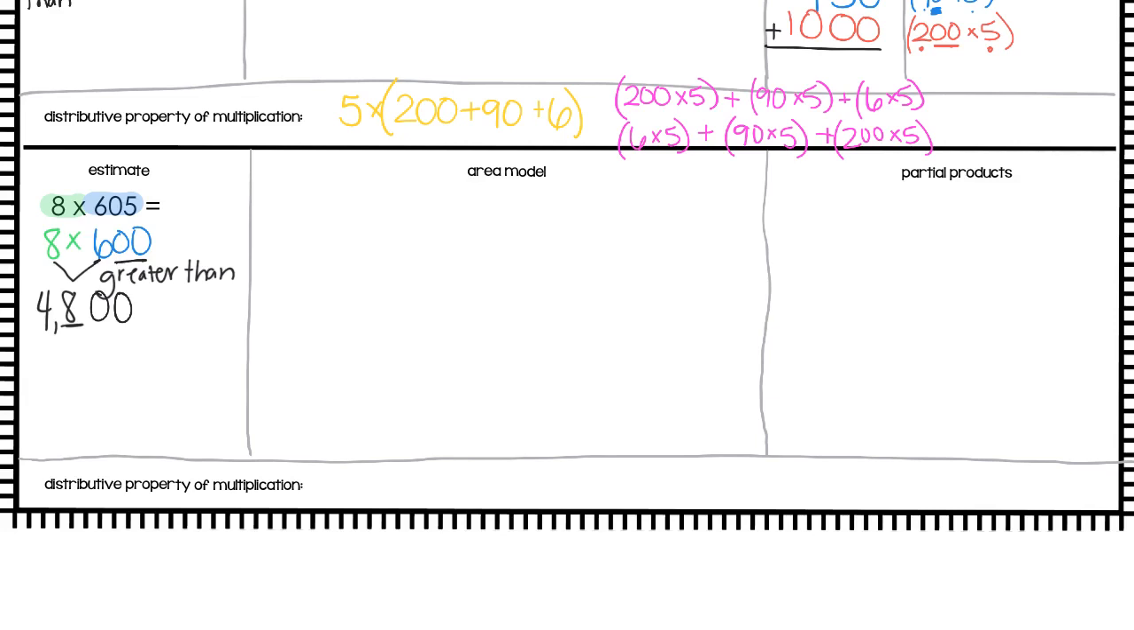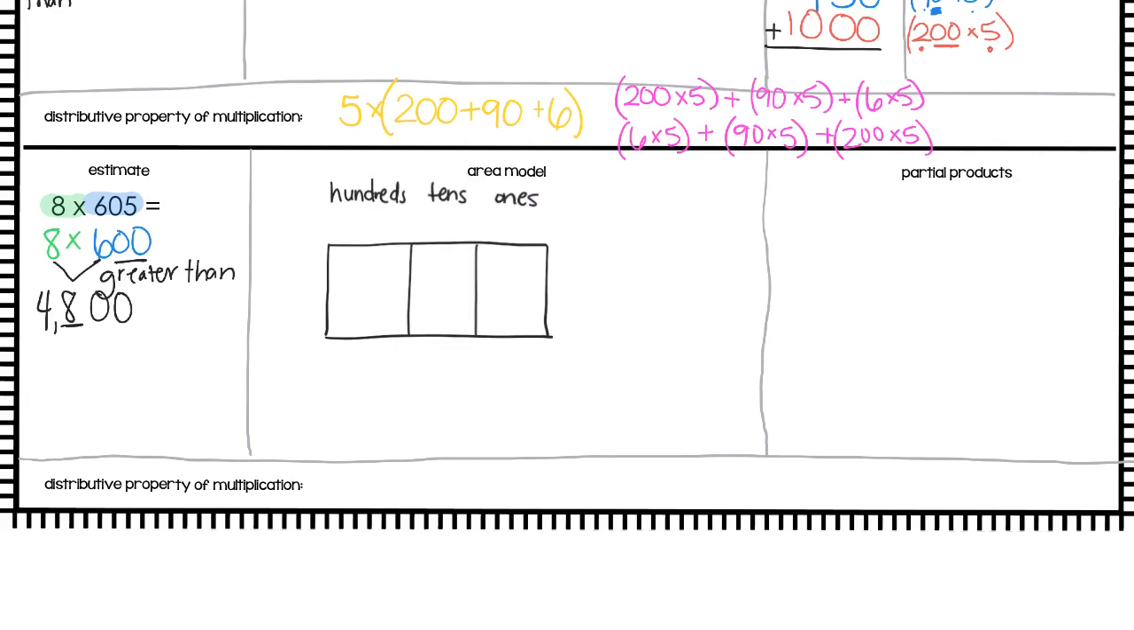I love the area model. We look and we say, all right, I have 1 digit times 3 digits, hundreds, tens, and ones. So in my area model, I'm going to need hundreds, tens, and ones. Go ahead and write your values for 605 here. And then we're going to multiply it times our 1-digit number, 8, here. Pause the video and do that.